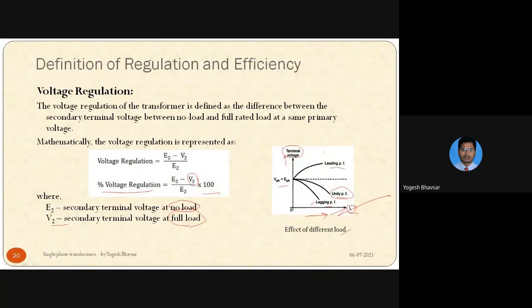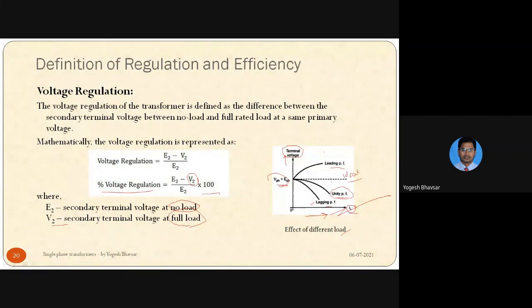And what do you see? This dotted line, this is the ideal case, right? Ideally, the voltage is constant. V2 is equal to E2. We can say this point is the ideal. There will be no effect of the load current on the terminal voltage. So this dotted line you can observe, this is the ideal case.